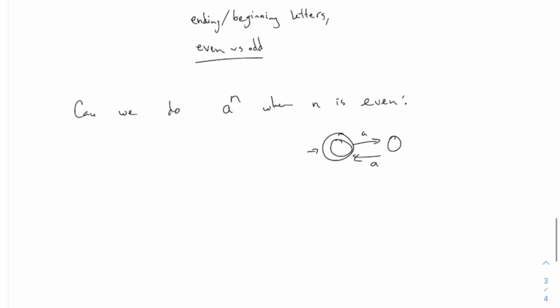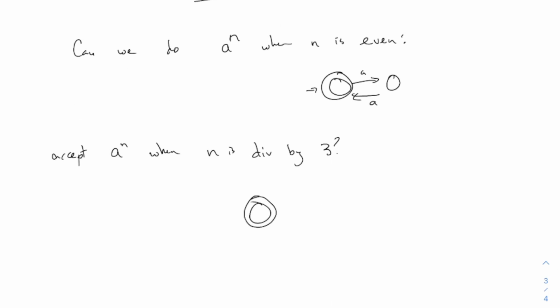How about, can we decide a to the n when n is divisible by 3? Even is the same as divisible by 2. Can anybody think of how we would make it accept only when it's divisible by 3? It's actually a similar kind of thing to that example. Just change it a little bit. Yeah? Yeah, make 3 states, and then how should the arrows go? Just keep moving on A, kind of in a circle around 3 states. So if I start with an accepting state, and I go like this, and like this, and like this, then in order to get accepted, you've got to do 3 A's, or 3 more A's. So it could be 3 A's, or 6 A's, or 9 A's. This will accept only when there are a number of A's which is divisible by 3.